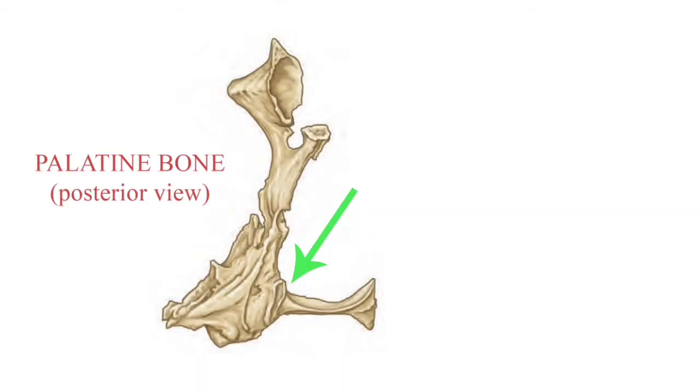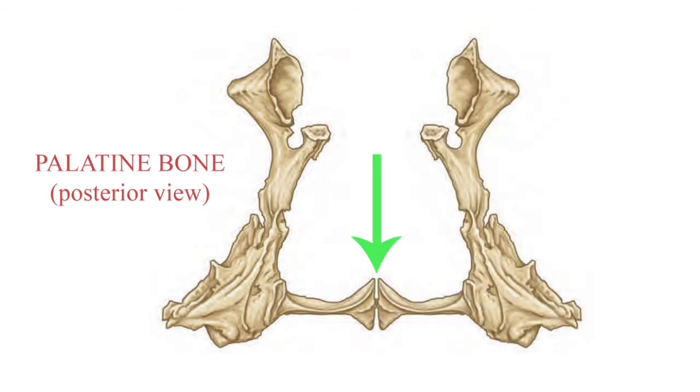The lateral border is continuous with the perpendicular plate of palatine bone and marked by the lower end of the greater palatine groove. The medial border articulates with its fellow and forms a raised nasal crest which joins with the lower border of the vomer.